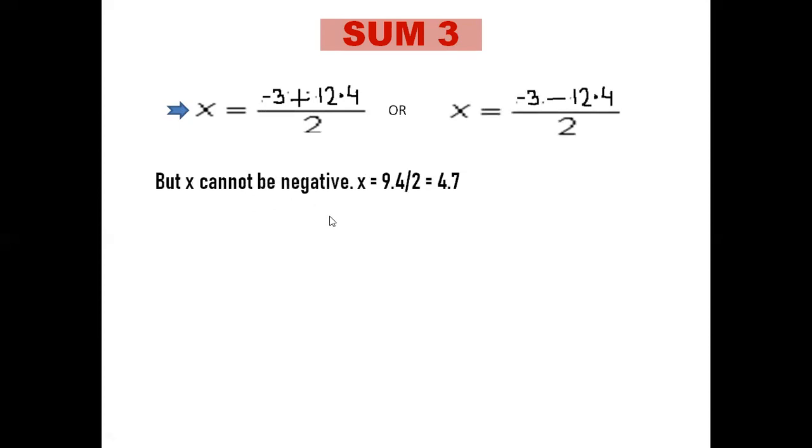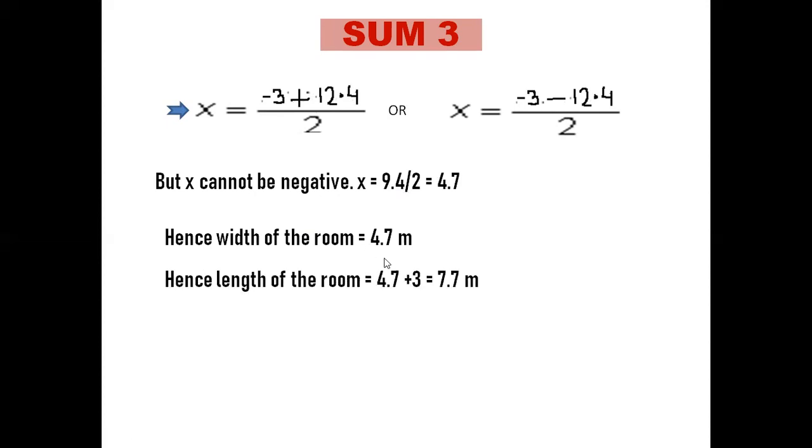But x cannot be negative because the length and breadth cannot be negative, right? So we solve this. X equals 12.4 minus 3 is 9.4 divided by 2 is 4.7. So the width of the room is 4.7 meters and the length of the room will be 3 meters more. So we add 3 to it, we get 7.7 meters.